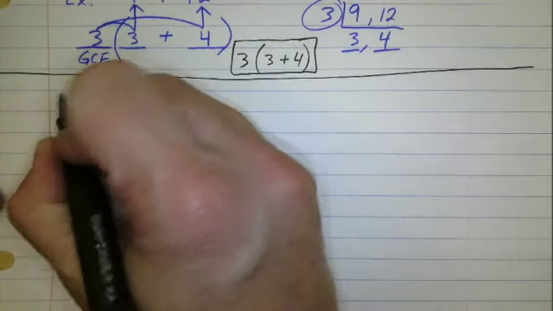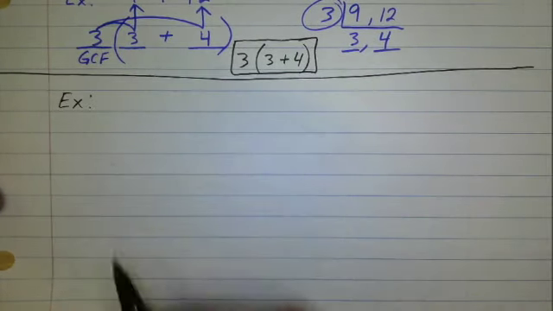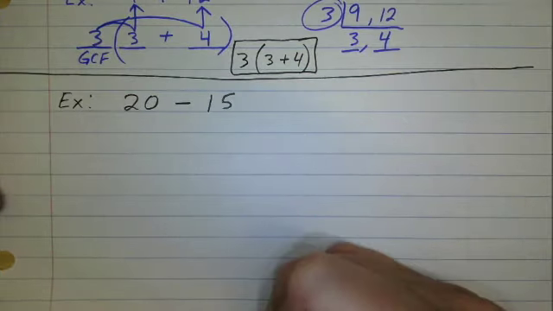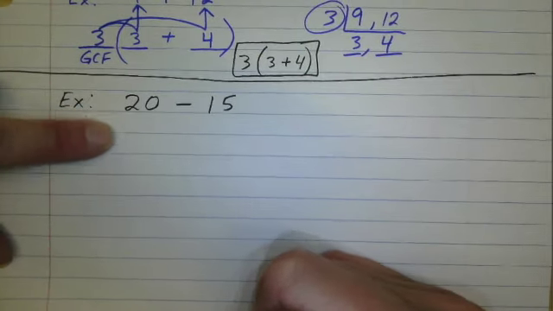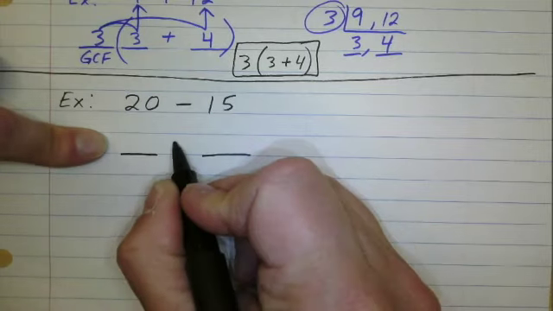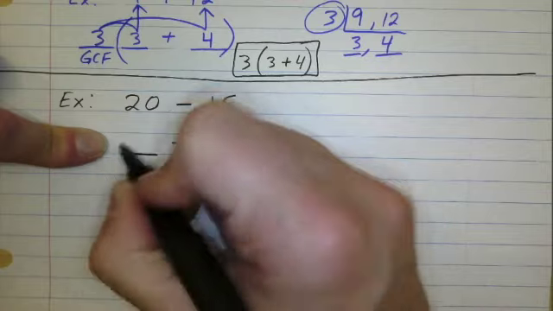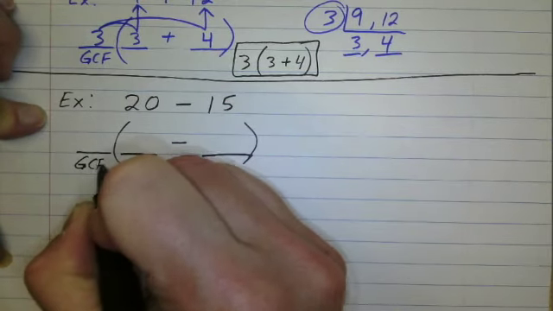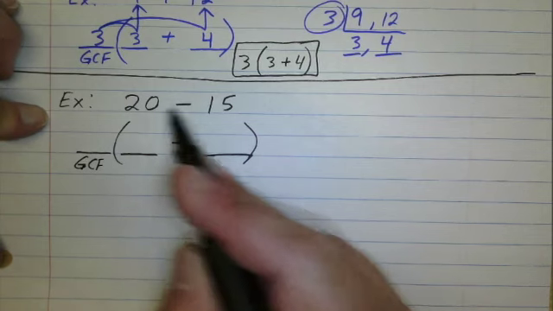The next example, very similar, but now I'm going to do 20 minus 15. Same concept. You leave a blank here. You come down to the next line. I want you to put a blank under the 20 and a blank under the 15. Instead of add in between, it's now subtract. Your parentheses are on each side, and this blank you're labeling GCF. So what's the greatest common factor between 20 and 15?